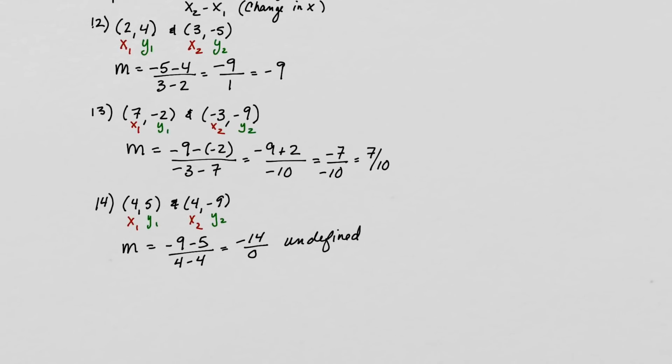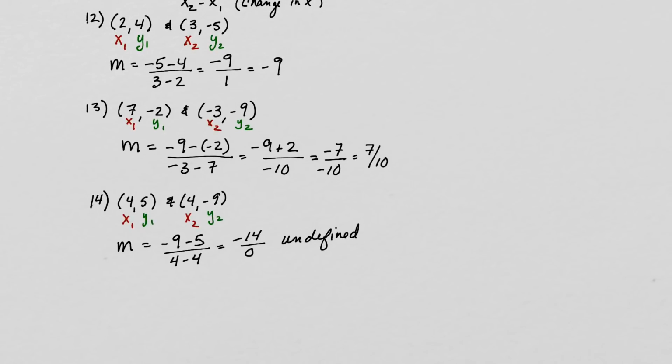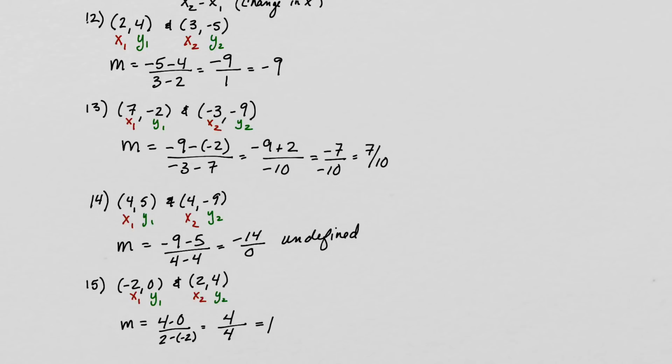And the final one in our slopes are (-2, 0) and (2, 4). So again, x1, x2, y1, y2. And so the slope is going to be 4 minus 0 divided by 2 minus -2. So 4 on the top, 4 on the bottom, and the slope would actually be 1.